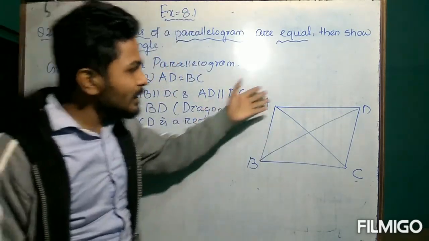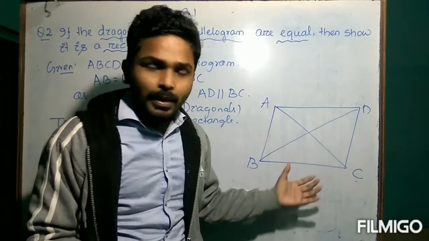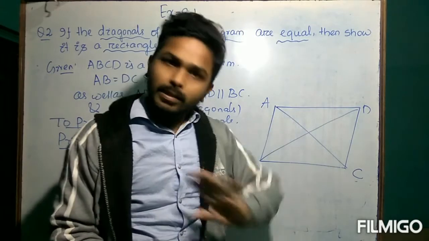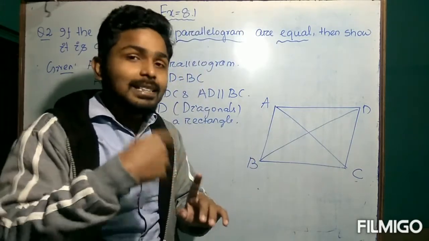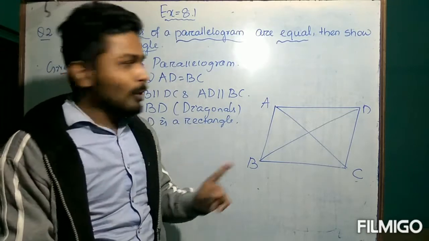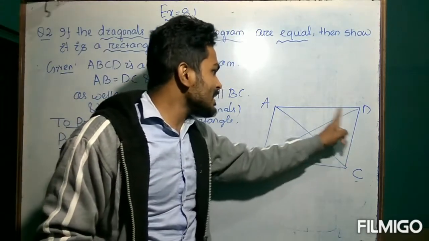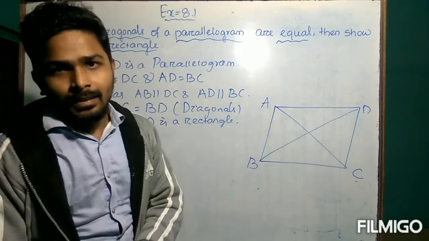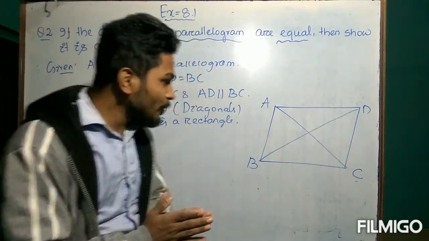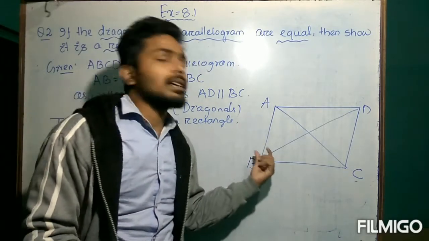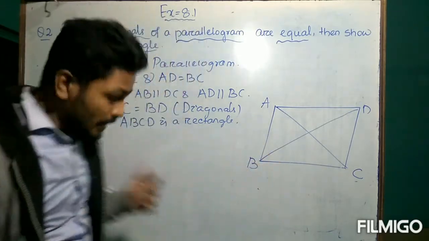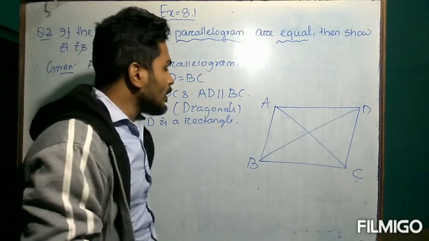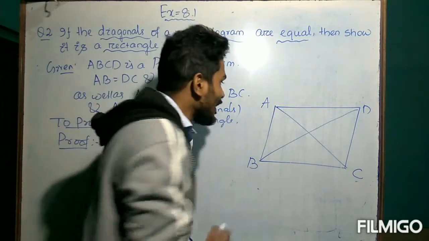If we consider this case, it is a parallelogram. So it is already given that the pair of opposite sides are equal and parallel. The next property is, if we can show each angle is 90 degrees, then definitely it will be a rectangle. So our intention is to find the value of each angle. If it is 90, then it is a rectangle.